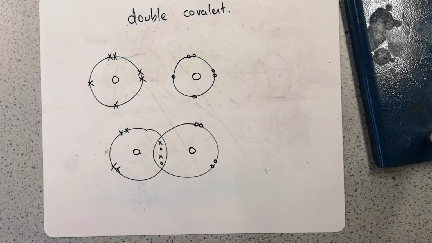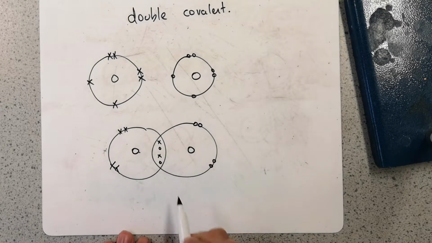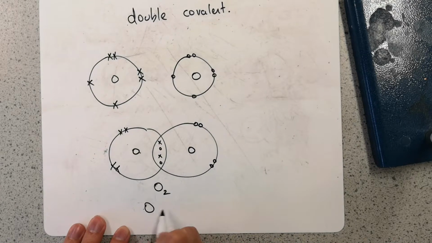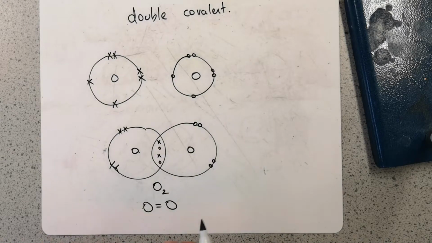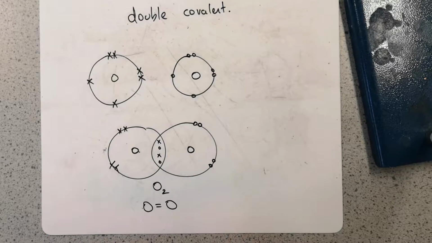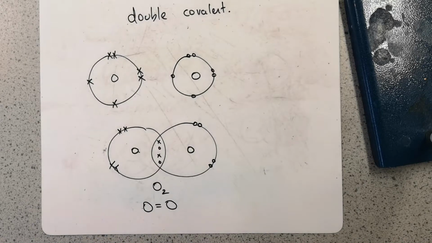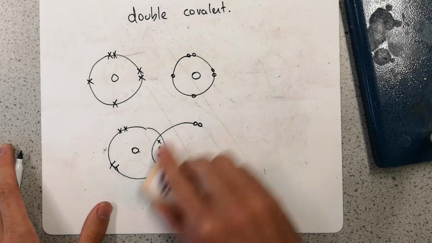So there's our oxygen, and this is a double bond, and this is O2. It's sometimes drawn shorthand as O with what looks like an equal sign, 2 dashes, to represent a double bond with O. And that's our double covalent bond.